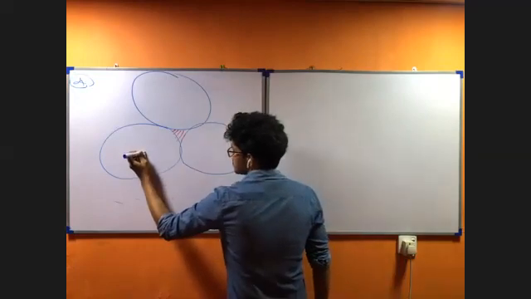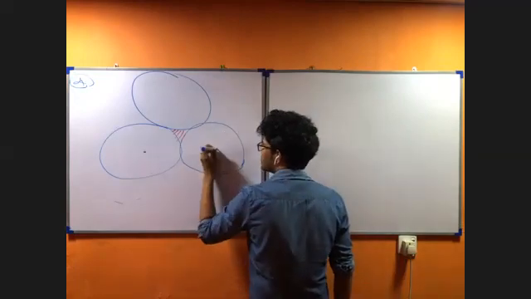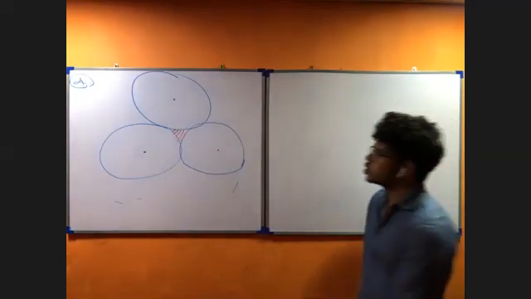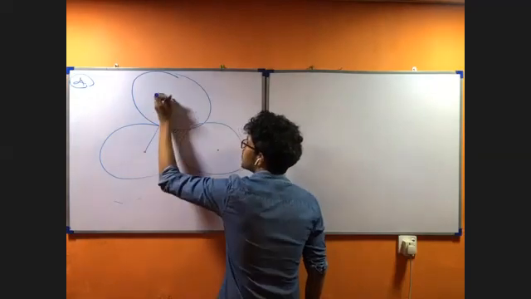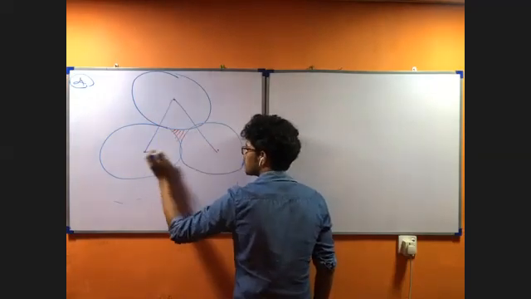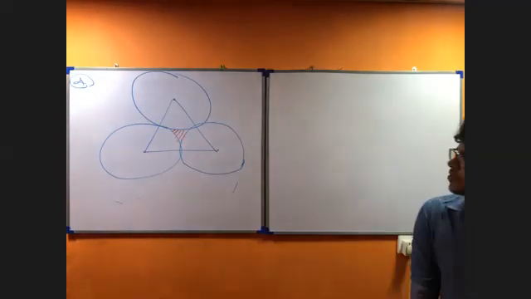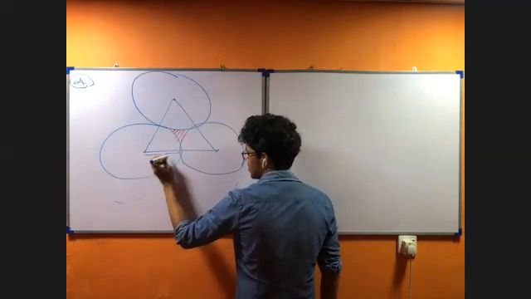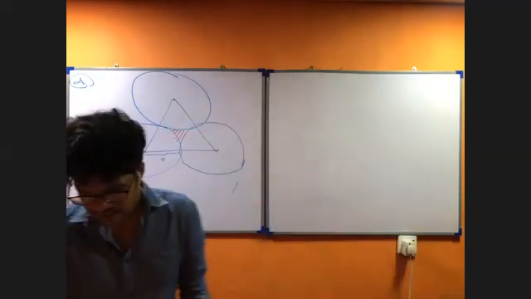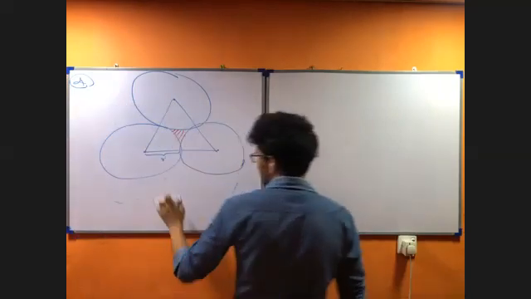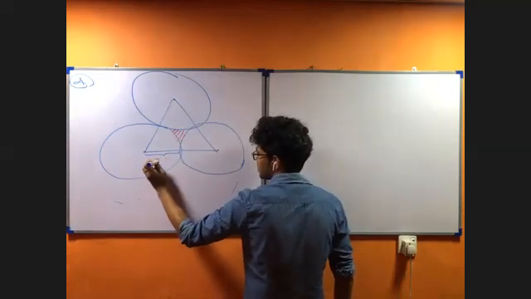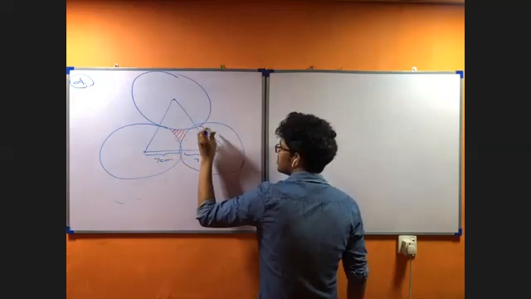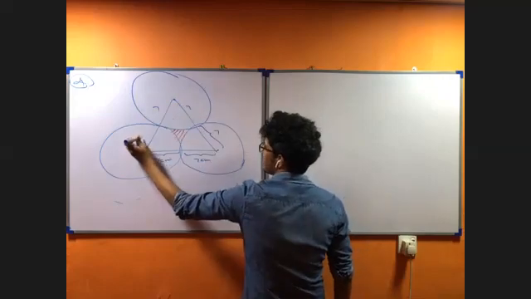So here we have the 3 centers of the circles, right? If you join the 3 centers of the 3 circles, this length is going to be R, the radius. The radius is given, right? 3 circles of radius 7 centimeters each. So this radius is 7 centimeters, this radius is 7 centimeters, and all of them are 7.